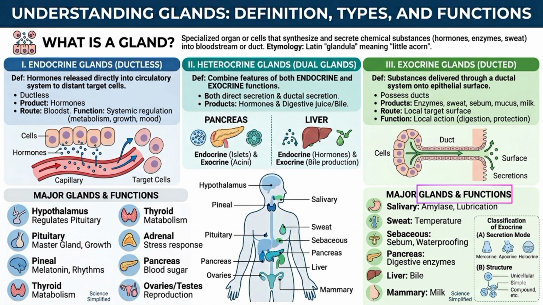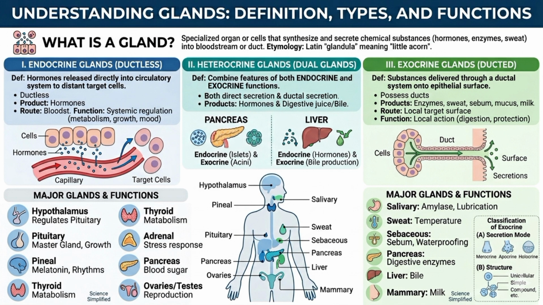On the bottom right, we have the major exocrine glands. Salivary glands produce amylase for lubrication. Sweat glands regulate temperature. Sebaceous glands produce sebum for waterproofing. Pancreas produces digestive enzymes. Liver produces bile. Mammary glands produce milk. Also look at the small box in the bottom right corner titled Classification of Exocrine. It classifies these glands by a secretion mode: merocrine, apocrine, and holocrine. B. Structure: unicellular, simple, or compound.